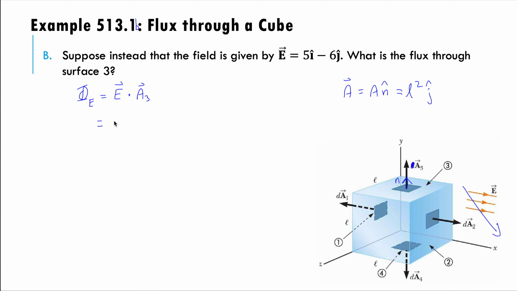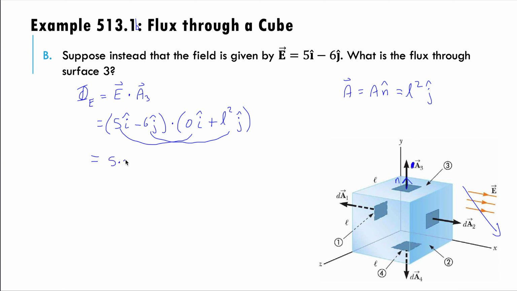So we are looking for the dot product of 5 i hat minus 6 j hat, that's our E, and we're going to dot it with A. Now A doesn't have an x component, but let's just write 0 for the x component, the i direction, and then L squared j hat. So we're doing E dot A, and if you remember how to do a dot product, you multiply the x components, you multiply the y components, if you had z components, you'd multiply those, and then you add those products together.